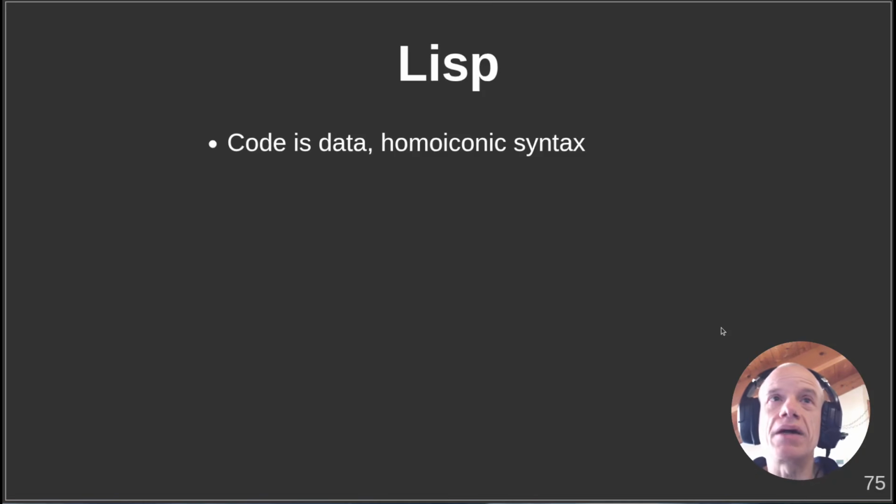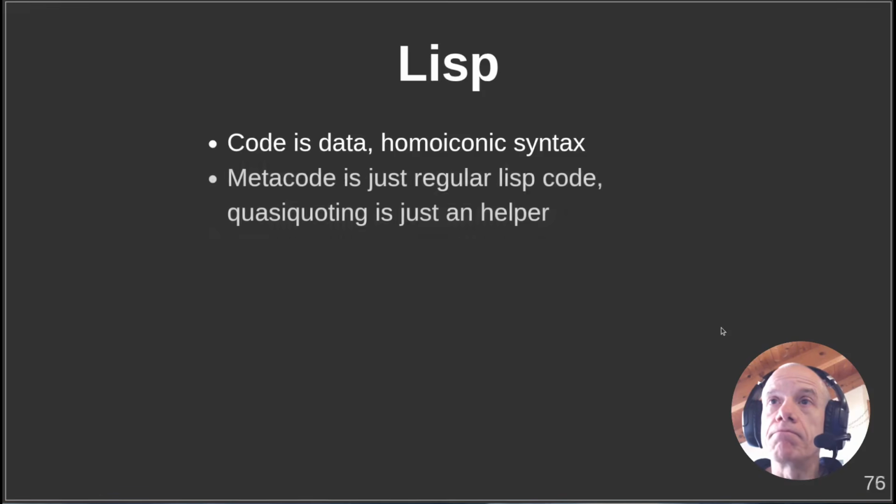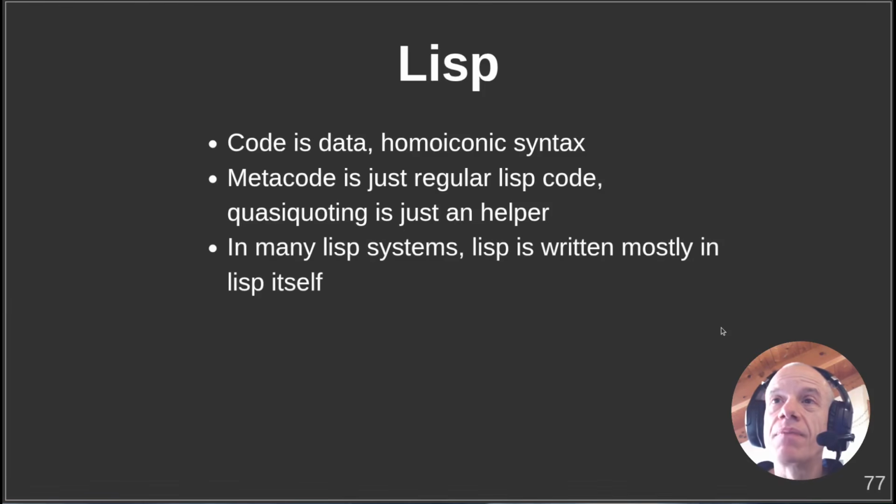There is a separate pass before that translates characters into the data structure, but this can be used also for data, not only for code. And metacode is regular Lisp code. Like in Rust, there is not a subset, not a different language, you do whatever you want. And there is quasi-quoting, but just as a helper, just a syntax simplifier.